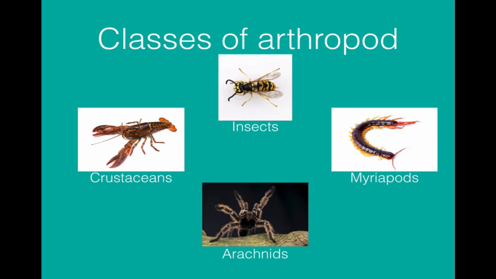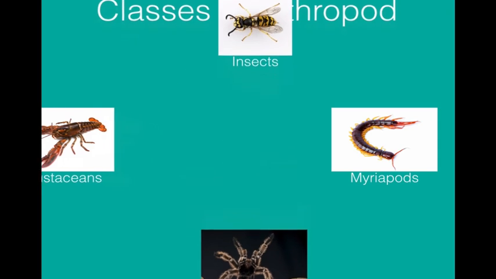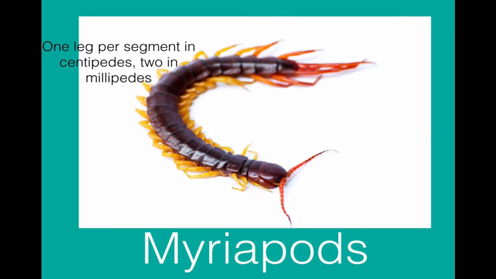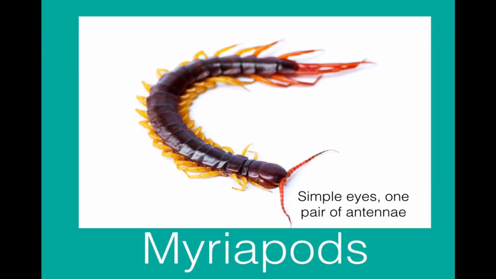The second class of arthropod we're looking at are the myriapods. The myriapods, as I said, include the millipedes and the centipedes. They consist of many segments. So they have a head segment and a tail segment, and then the intermediate abdominal segments are all virtually identical. Each segment has legs. One leg per segment makes it a centipede, two makes it a millipede. They have simple eyes rather than compound eyes, and they have a single pair of antennae.